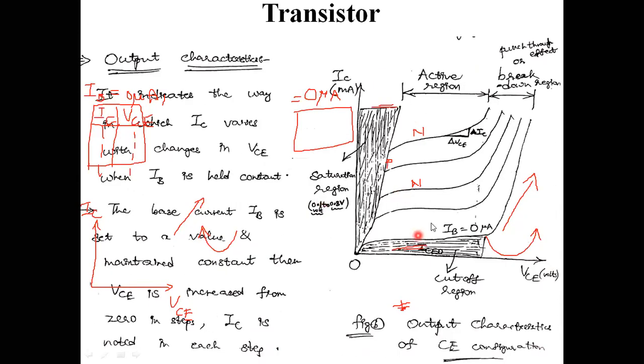This is the curve. It indicates the way in which IC varies with change in VCE, when IB is held constant. This IB terminal is going to be constant, in the range of microamperes.